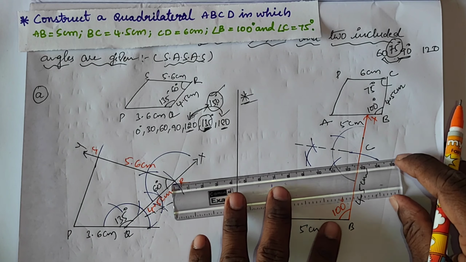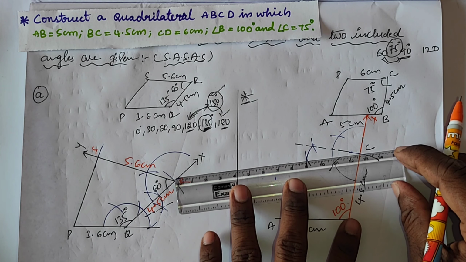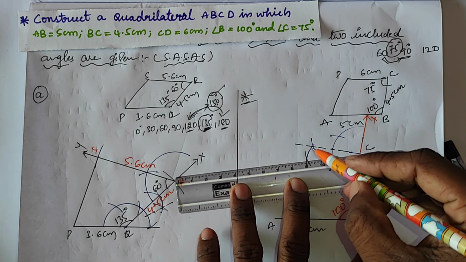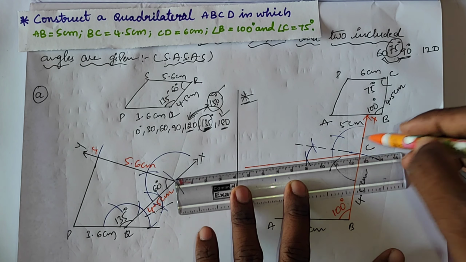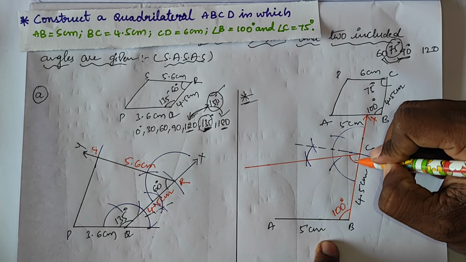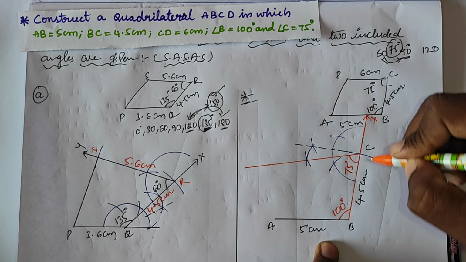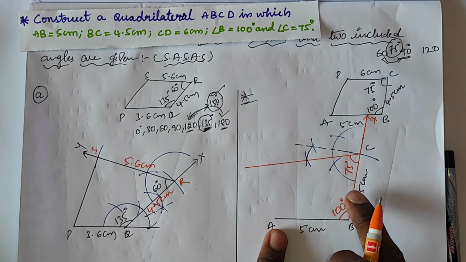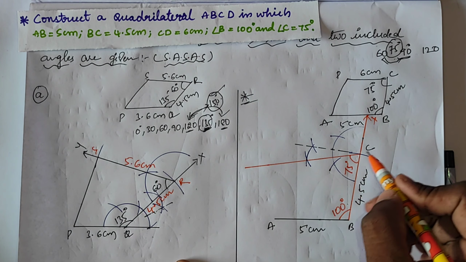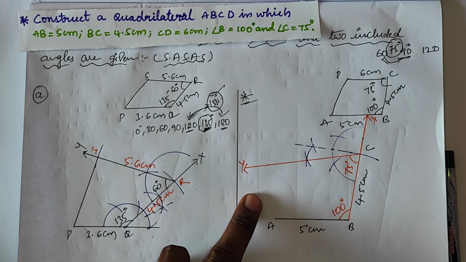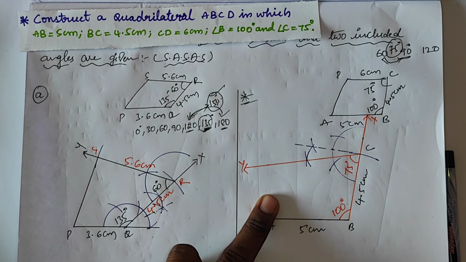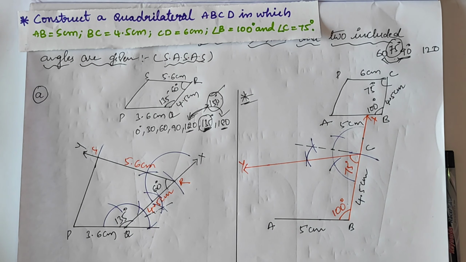Now I am extending this, nothing but drawing a ray with the center C. So how much is this? This is 75 degrees. Now this is the ray CY. Is it clear? Okay. Next one, what did you have to do?